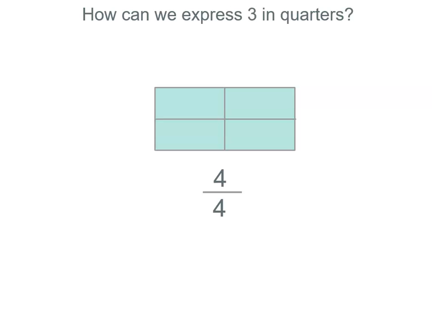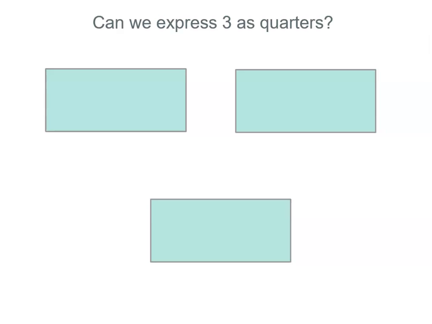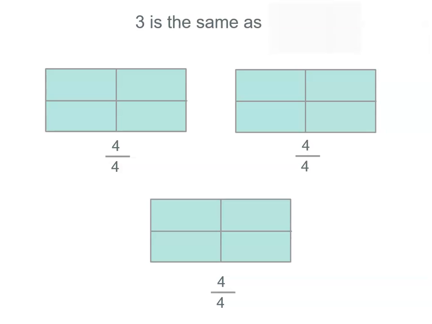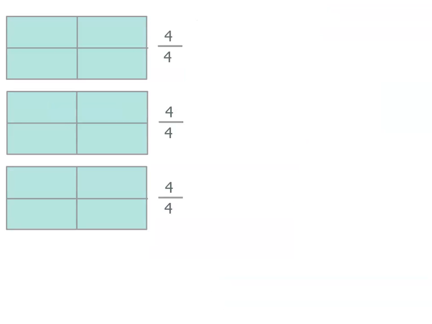How can we express 3 in quarters? We've seen how to express 1. Well, what if we do the same thing and we divide each of these rectangles into quarters or 4 parts? So there's 4 quarters, there's another 4 quarters, and there's another 4 quarters. So 3 is the same as or equivalent to 12 quarters. So if you were working on a problem and you needed 3 to be a fraction, with quarters, that's what you could do. Now let's leave those there for a moment.